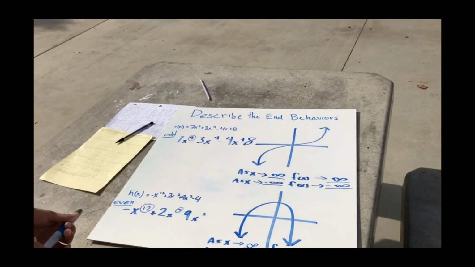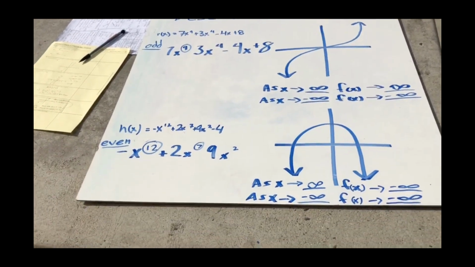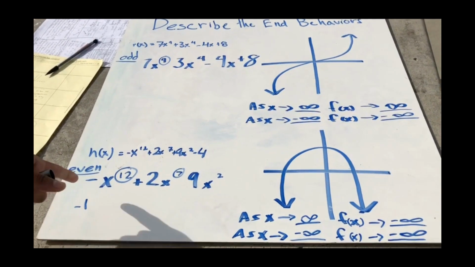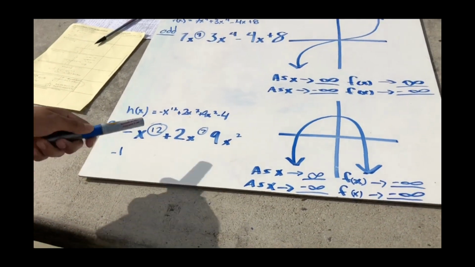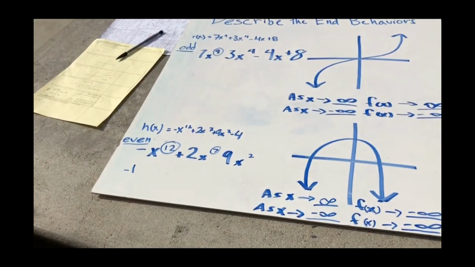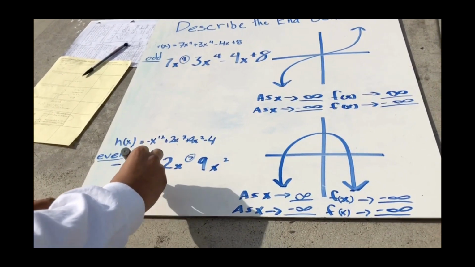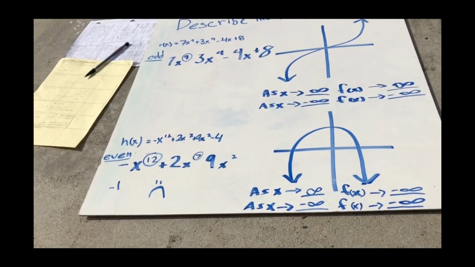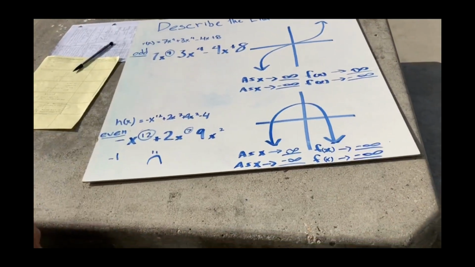Okay, and for the next one, for h of x, the a value is negative 1, since there's no number right there, it's just negative 1. And the first exponent is 12. And that's even, so it will look like a frowning face, obviously. And since it's negative, it would be going down. Both arrows would be going down.